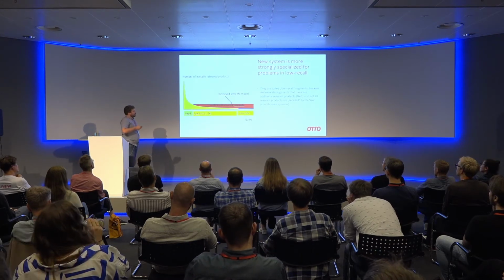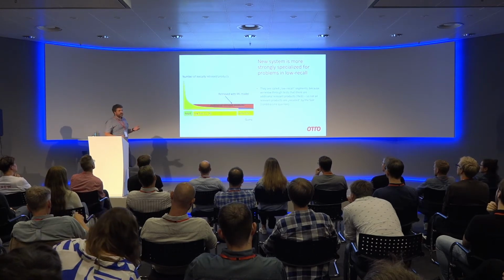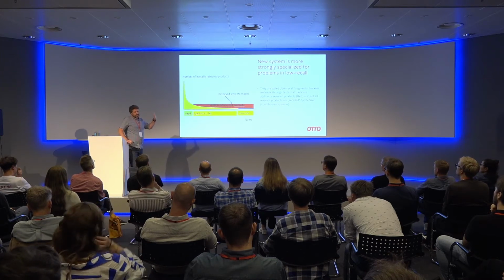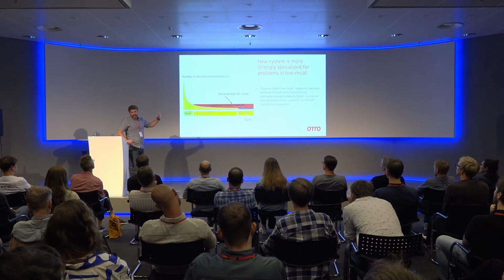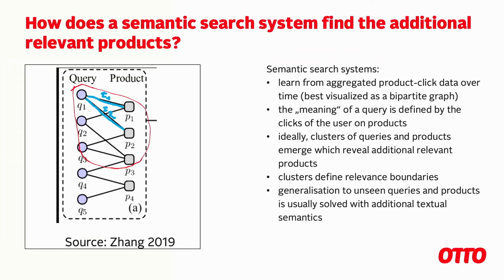In essence, the new system is really specialized for problems in low recall, and the underlying assumption is always that there are more relevant products available on the tail than the lexical system retrieves. That's why we call it low recall. The lexical system doesn't recall all relevant products, and that's the conditio sine qua non. If there are no more relevant products, we wouldn't need a machine learning system. We need to ascertain through tests that there is relevant additional data. That's basically the brief introduction.